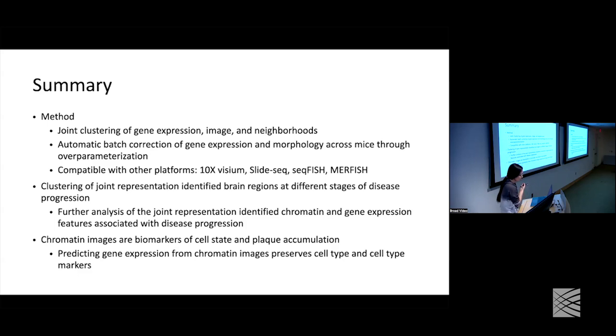We show that the joint clustering can be used to identify brain regions that are at different stages of disease progression. There are some regions that are less advanced in disease progression, and some that are more advanced. And that's only using the gene expression and the spatial location of cells, without any knowledge of the accumulation of plaque while doing this clustering analysis.